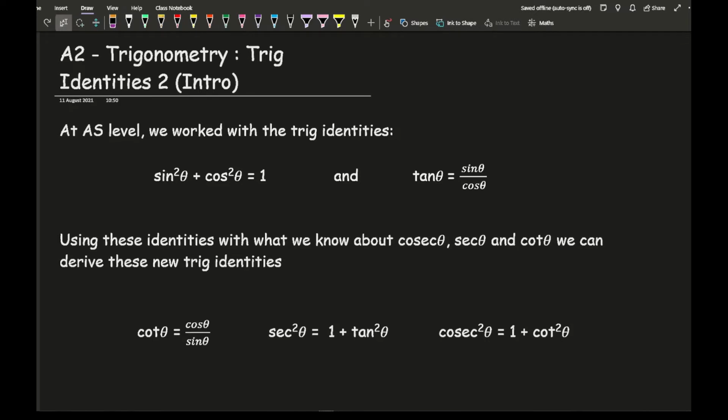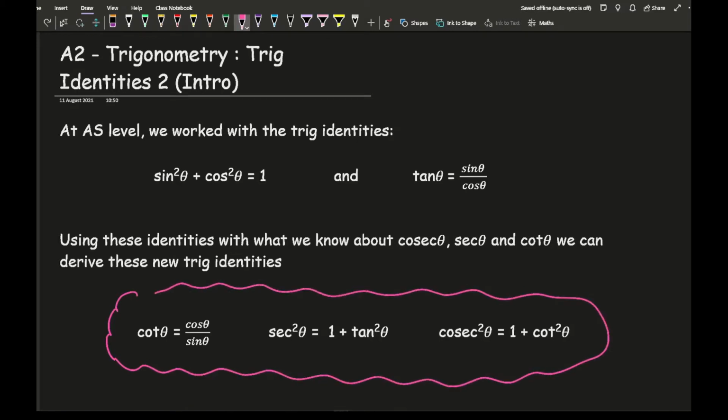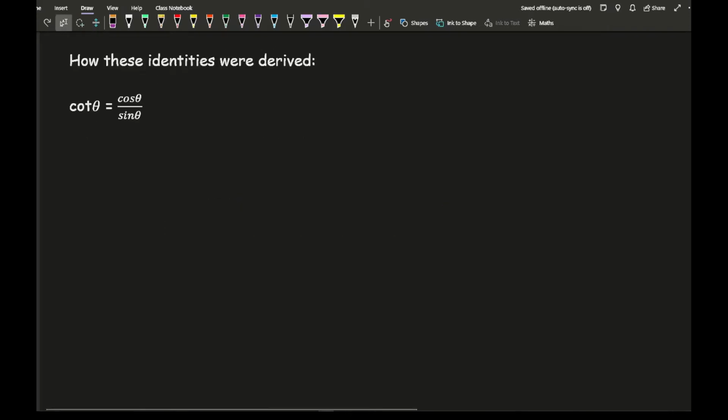Now, using these identities with what we know about cosec theta and sec theta and cot theta, we can derive these new trig identities. And these are the trig identities that, again, you are going to need to know off by heart. What we'll do now is go through how we can derive these trig identities using the two that we previously met last year. Now, let's have a look at how these identities were derived.